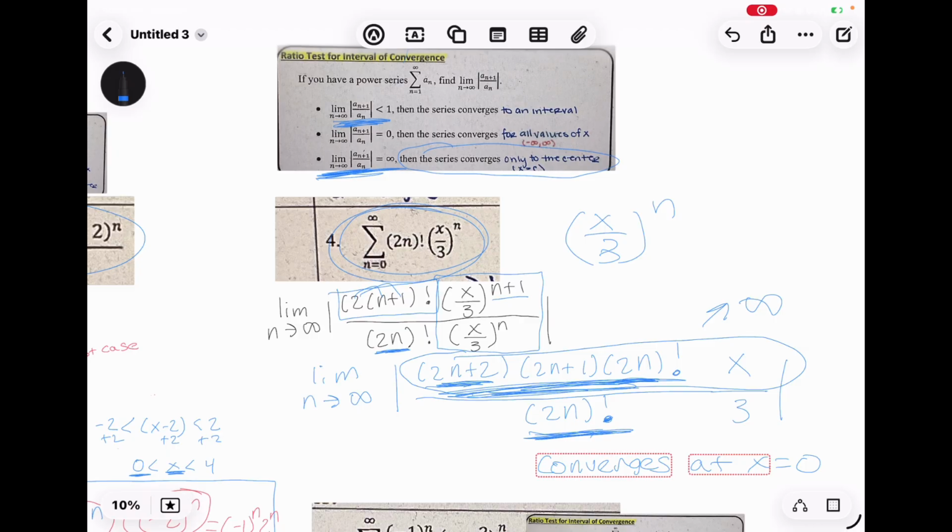So hopefully that made sense. I wanted to cover that one because it can get a little tricky, right? We clearly see that this numerator is way bigger than this denominator. So it's easy to tell that it's going to infinity, which means it converges at the center, which is at 0, because it is the general form of the power series.